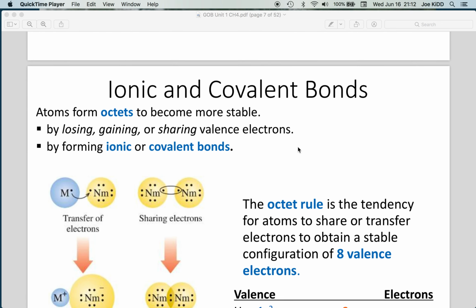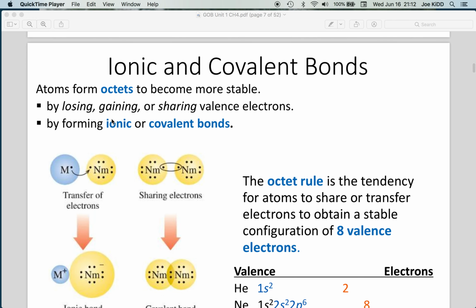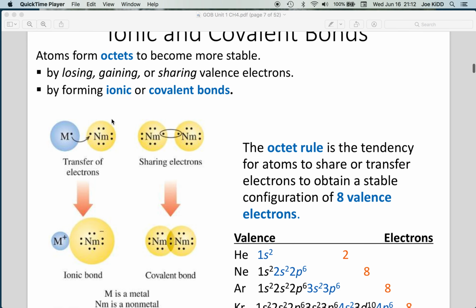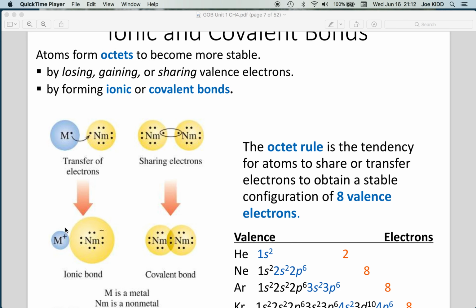So in both cases of covalent and ionic compounds, right, the atoms are trying to get more stable. They're trying to form octets, right, by either losing, gaining, or sharing their valence shell electrons. So for example, in an ionic bond, the M is just standing for metal, the NM is standing for nonmetal. The metal will give up the electron and become a positive charge. The nonmetal will accept the electron, becoming a negative charge. Positive is attracted to negative. This is an ionic bond.